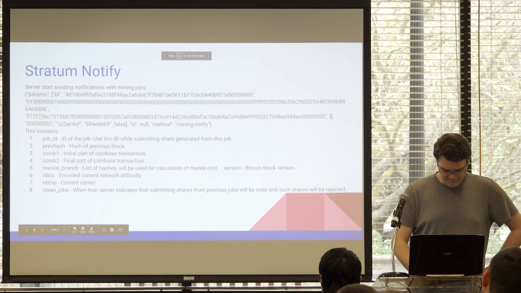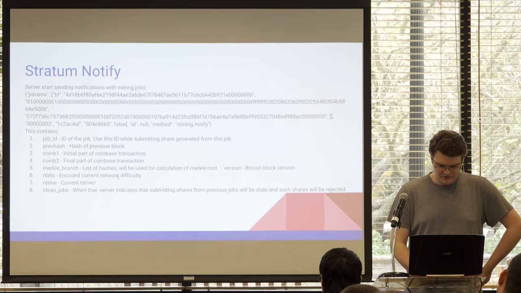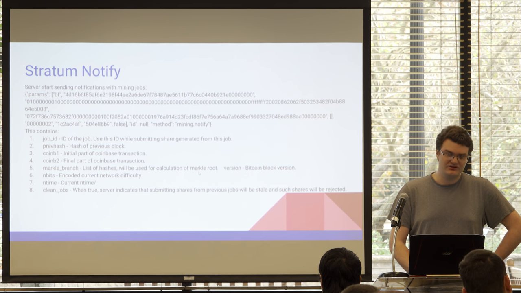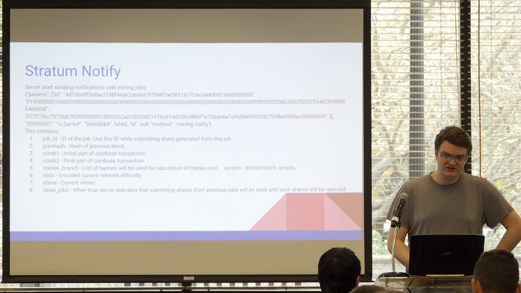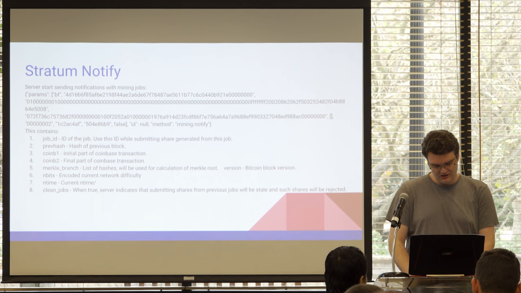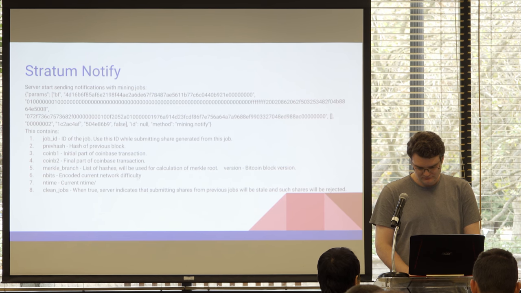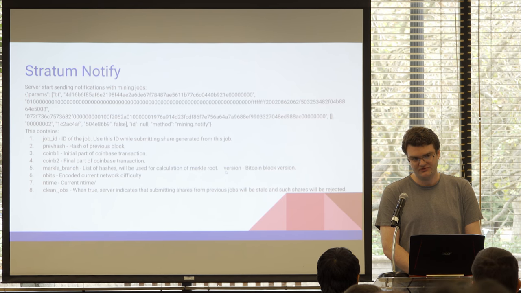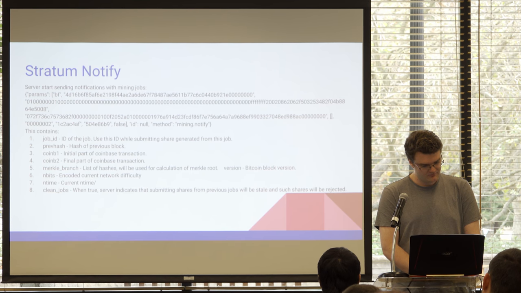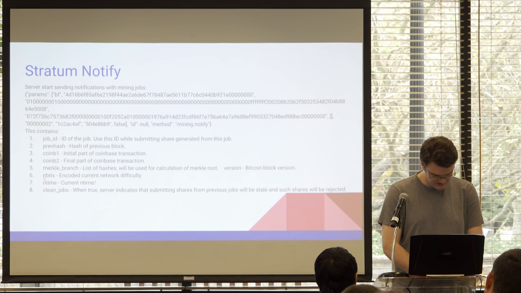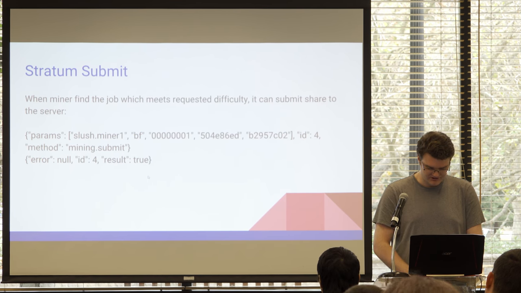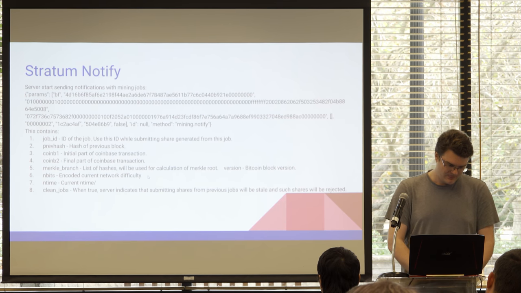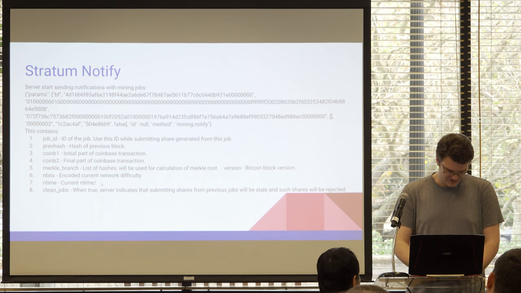Perfect. Okay. And then we have our Merkle branches. So rather than sending all the transactions, it's just sending the Merkle branches needed to reconstruct your Merkle root. And also the block version. And it will also send the network difficulty, so the miner can see when you find a share that would result in a block. And also the same for encoding.